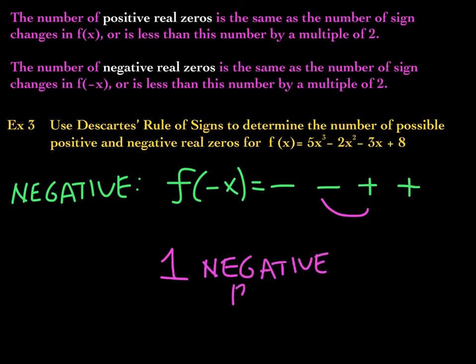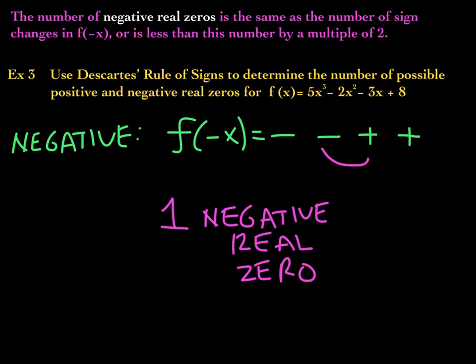One negative real zero. Now, I want to mention something here. It says it is the same as the number of sign changes in f of negative x, or is less than this number by a multiple of 2. I'm not going to bother subtracting by a multiple of 2 here like I did a little while ago for the positive zeros, because if I do, watch this, 1 minus 2 is negative 1. I can't have negative 1 number of negative real zeros, right? So I won't even bother subtracting by a multiple of 2 for this example.